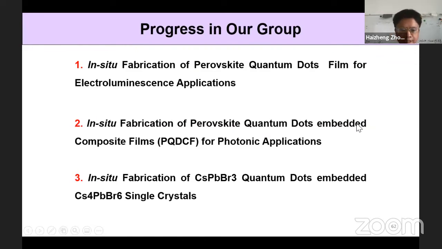As I mentioned, quantum dots were first developed in the Soviet Union, where they investigated quantum dots embedded in glasses. Actually, these in-situ fabricated perovskite quantum dots in polymer films bridge the QDs in glasses with QDs in solutions. Here I have 3 stories, and the first is about the in-situ fabrication of perovskite quantum dots for electroluminescence application.